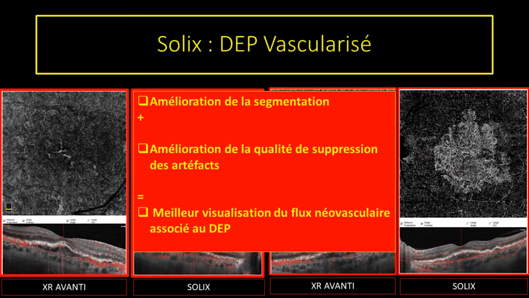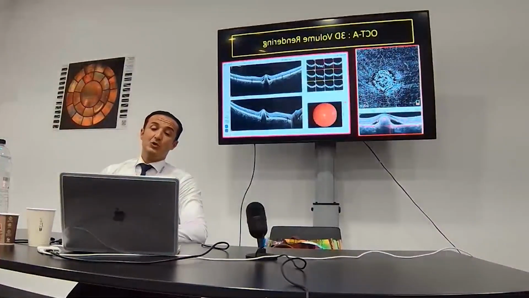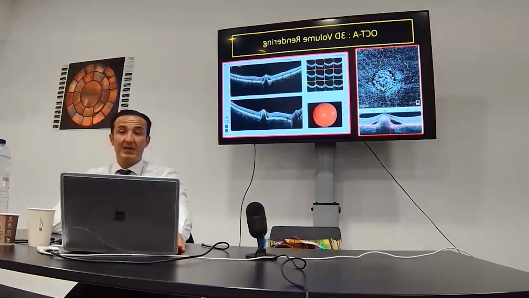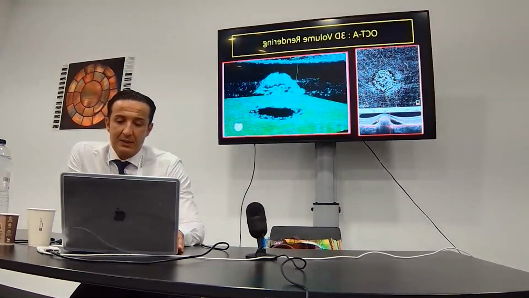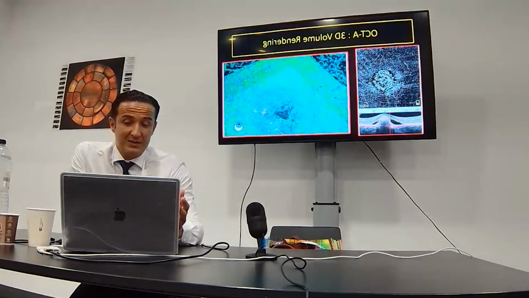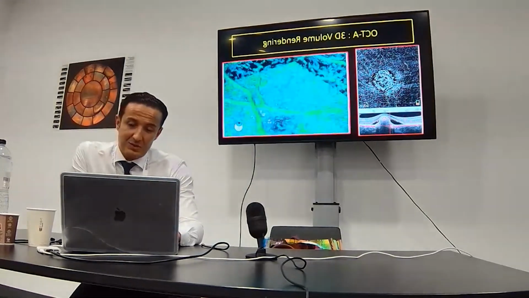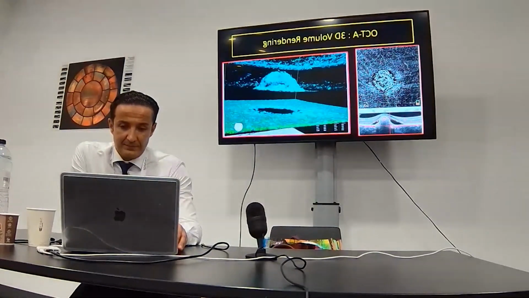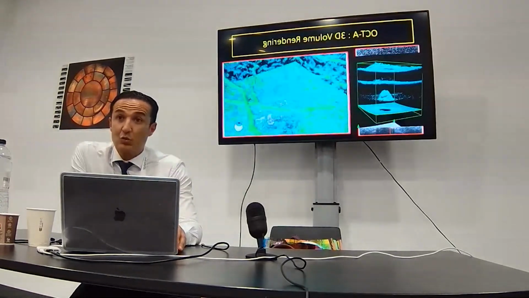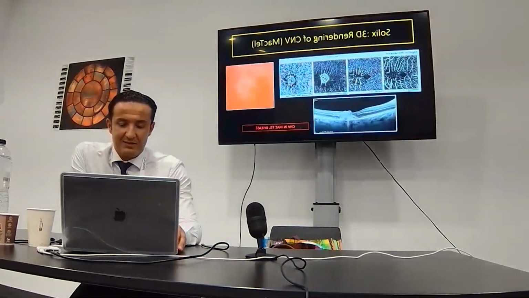Okay, another very new feature is a 3D volume rendering available just for the cube of 3 by 3 millimeters. And look, in this case of Best disease complicated with CNV, you can obtain the real shape of the CNV in 3 dimensions. Look here, the dome-shaped appearance of this CNV.